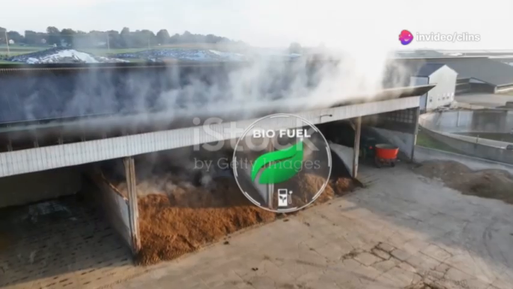Biomass energy, or bioenergy, is derived from organic materials such as plant and animal matter. There are several methods to convert biomass into useful forms of energy, including heat, electricity, and biofuels. Here are the primary methods.